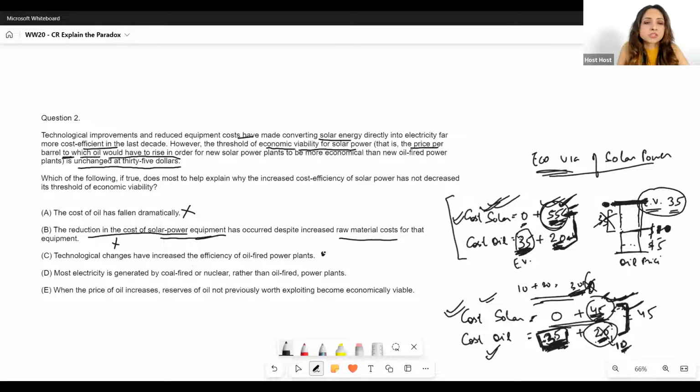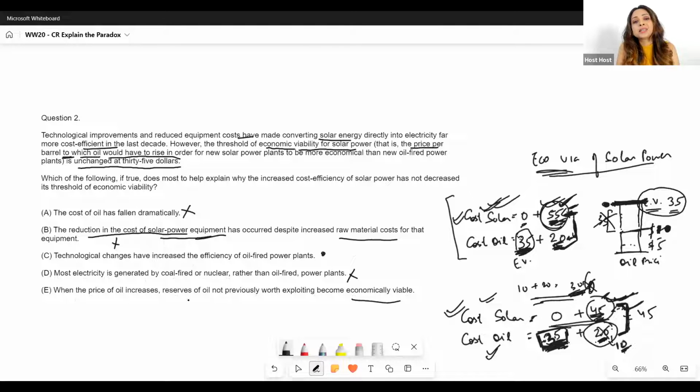So yeah, this is pretty much our answer. Let's look at the other two options also. Most electricity is generated by coal-fired or nuclear rather than oil-fired power plants. Now, what percent of electricity is generated through which doesn't matter, out of our scope, we don't care. When the price of oil increases, reserves of oil not previously worth exploiting become economically viable. They're using the same term, economically viable, but in a different context here.